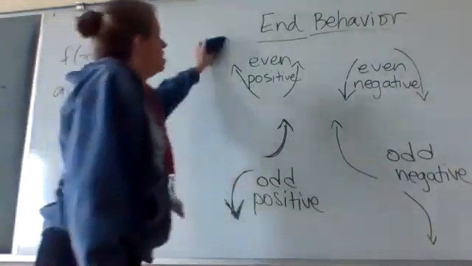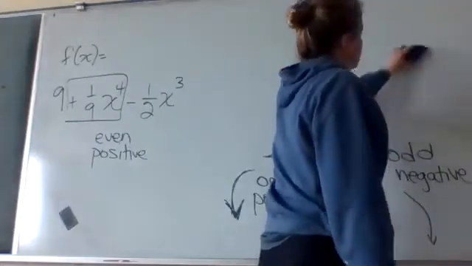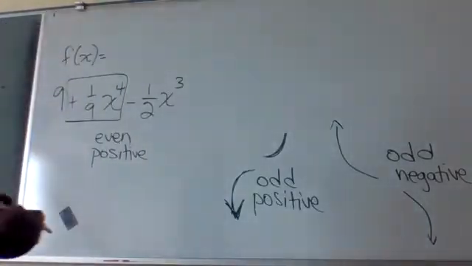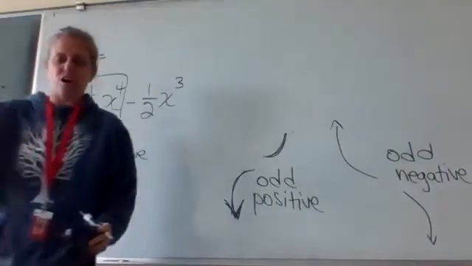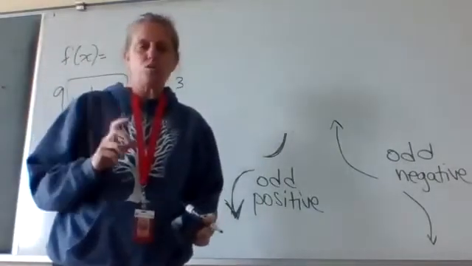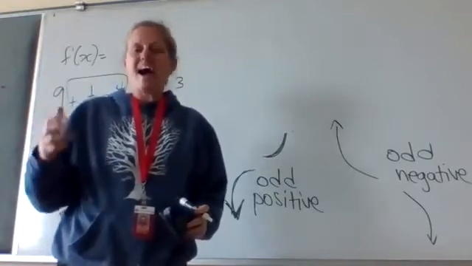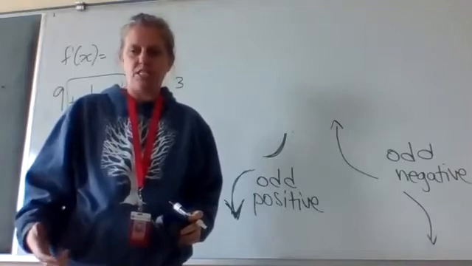Okay, now the next several problems are talking about the zeros of polynomial functions. Okay, zeros mean solutions. They also mean x-intercepts. Remember, we've talked about this before. All those words are interchangeable. Okay, so we're going to talk about how do we find the zeros of polynomial functions.